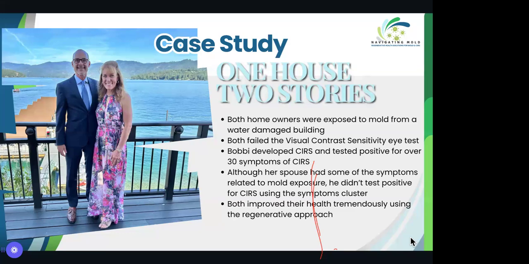And what I want you to understand about the two case studies, two stories, is that although my husband did fail the VCS test, which we're going to talk to you about in a second, with his eyes, he did not contract or get the condition of chronic inflammatory response syndrome. I tested positive with the blood work and he did not. And he did need to detoxify himself, but we both improved tremendously using the regenerative health approach.